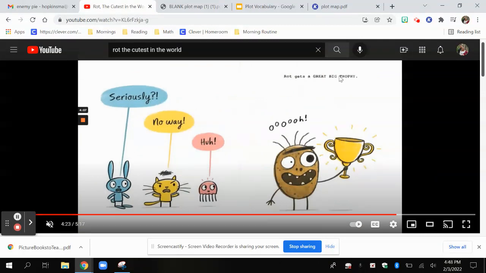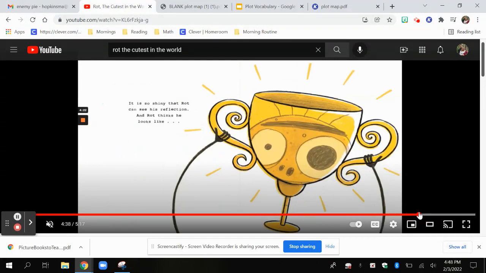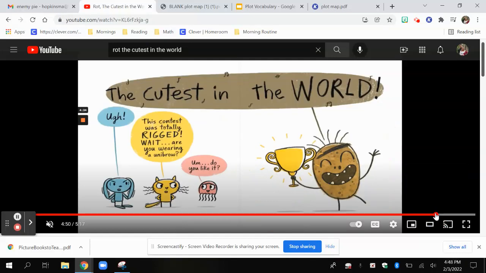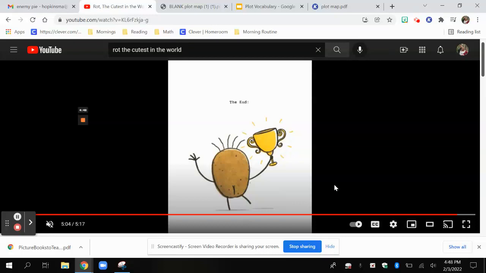Rot gets a big trophy. Seriously? No way. Huh? Ooh. It is so shiny that Rot can see himself in his reflection. And Rot thinks he looks like the cutest in the world. Ugh, this contest was totally rigged. Wait, are you wearing a unibrow? Do you like it? The end.